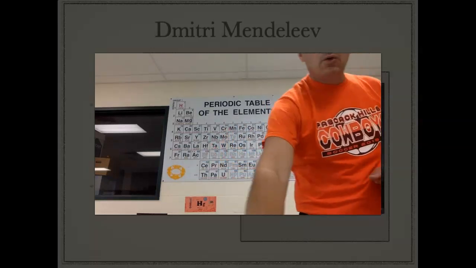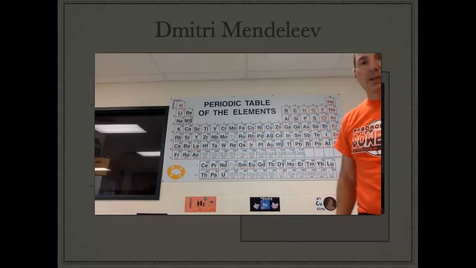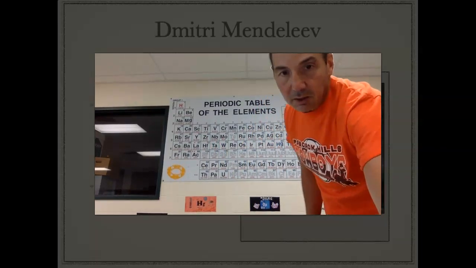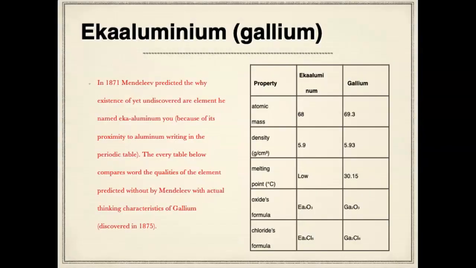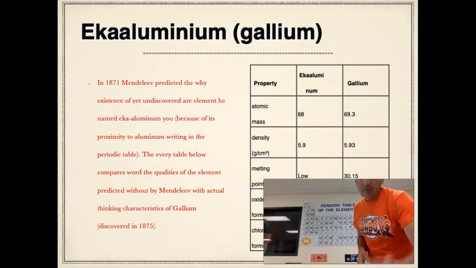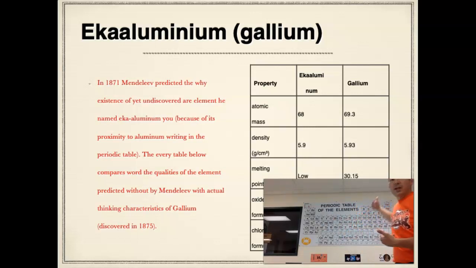So, for example, here's one of the elements. Oh, I forgot, I clicked on the wrong thing again. Okay, so here's one of the elements. He called it eco-aluminum, but we eventually called it gallium. And you can see the properties that he listed there. You see that he actually predicted pretty well what gallium should be like. He called it eco-aluminum, which just means beyond aluminum, because it was the next one in the column. But don't worry about that.